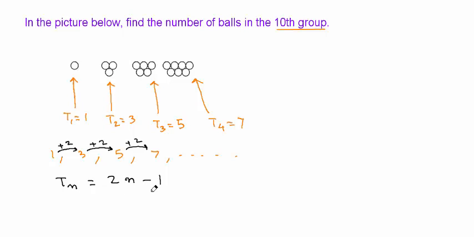So we found the rule. All we need to do is find the number of balls in the 10th group, which means we need to find T10. That is equal to 2 times 10 minus 1, that is 20 minus 1, and that's 19. So there are 19 balls in the 10th group. That's how you solve problems related to shape patterns. Let's look at another one.